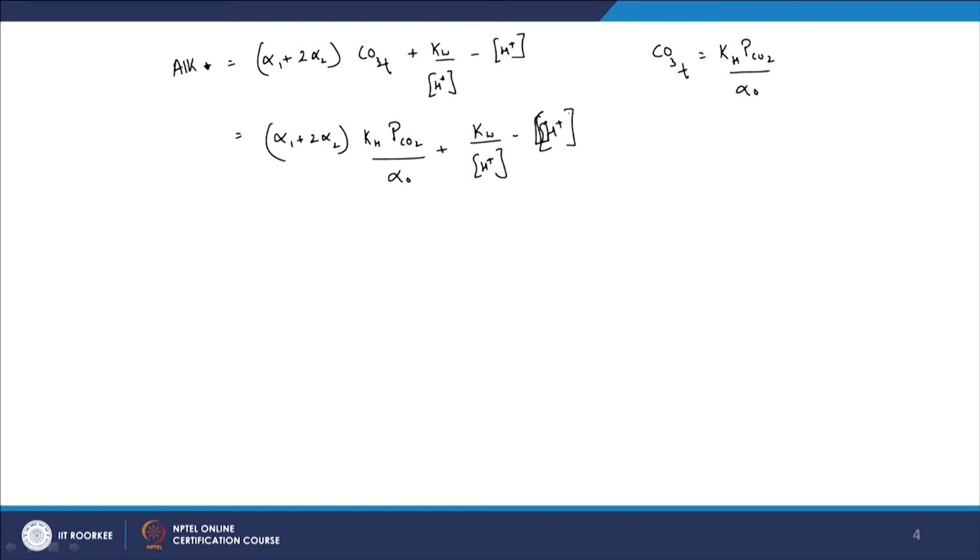So what do I have here? I know that by bubbling carbon dioxide through the solution, the alkalinity does not change. So I still have the alkalinity, right. In this particular case, alkalinity is a known value, yes.